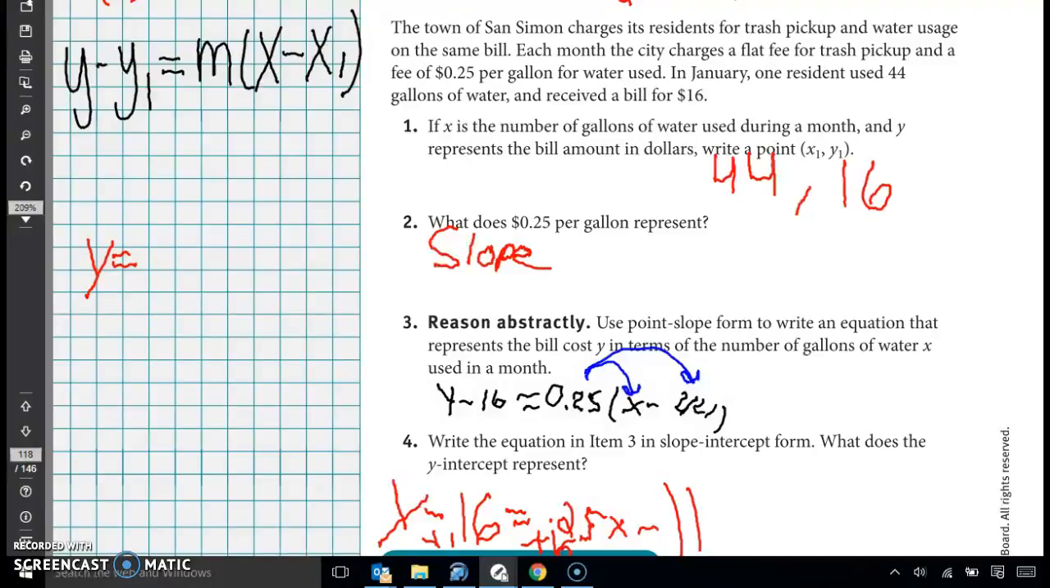So we're going to have, perfect. So the 16, is it going to get added to the 0.25x or to the 11? To the 11, because those are the two numbers. So we can write 0.25x. And then what's negative 11 plus 16? Plus 5. Excellent.